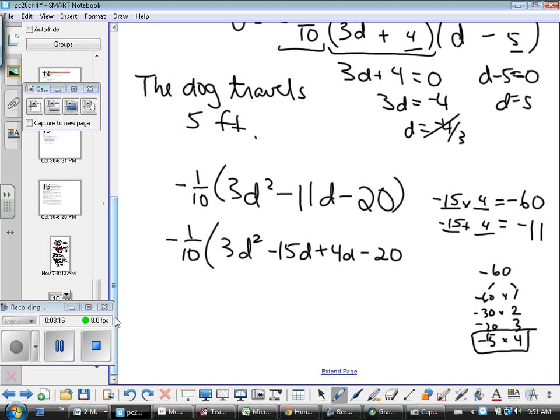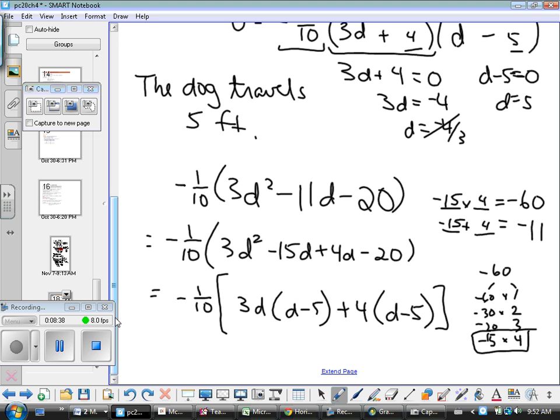And now this is where it becomes a little complicated if you don't just separate that off, because you do have that other factor on the outside. So I'm just going to take square brackets, and I'm taking 3d out of here. That leaves me with d minus 5. And then here I can just take a 4 out. That leaves me with d minus 5. And so then this becomes negative 1/10 times 3d plus 4 times d minus 5, which is the factoring that we had up there.